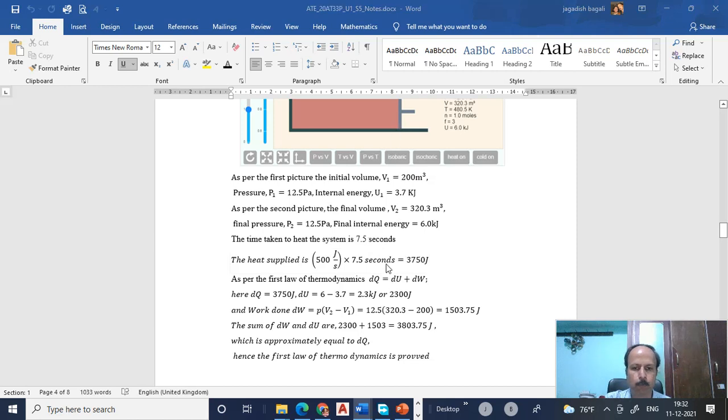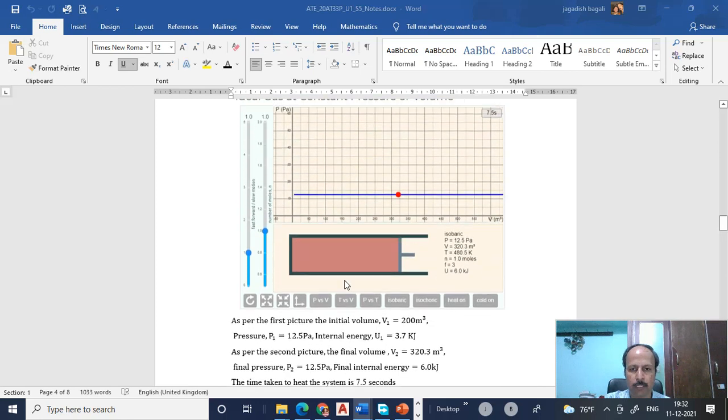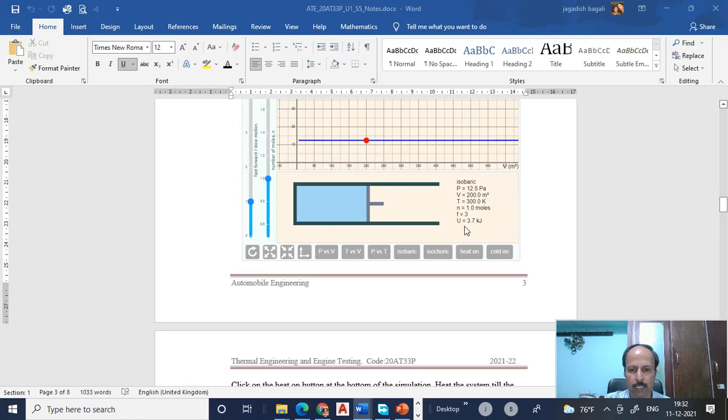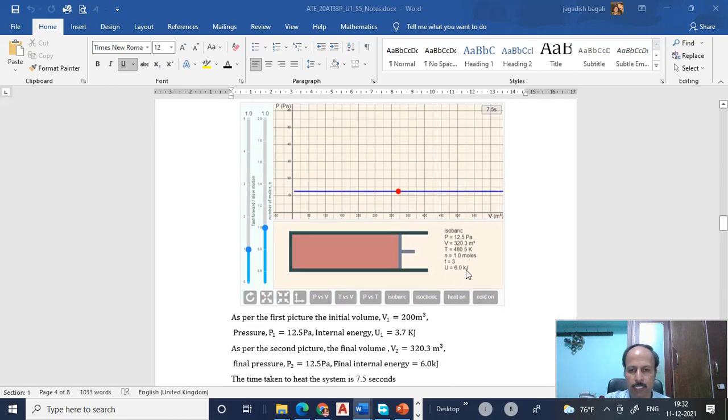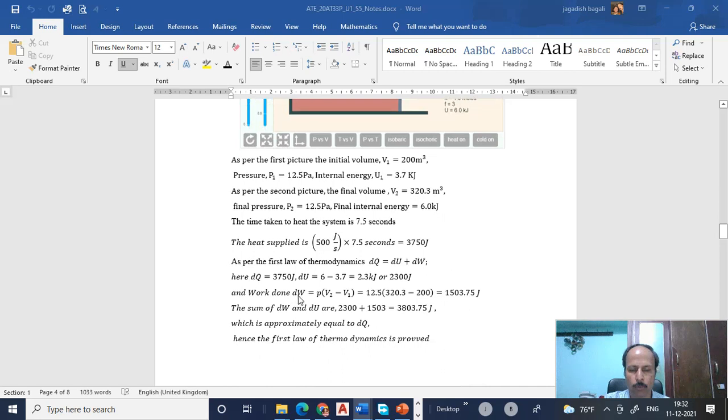Then the internal energy of the system has increased. What is that change in internal energy? This is dU. You can see here in this picture, the initial internal energy was 3.7, and when the heating was stopped, the internal energy was 6 kilojoules. So if you take the difference between these two, you will get 2.3 kilojoules, which is 2,300 joules. And you can find out the work done using this formula.